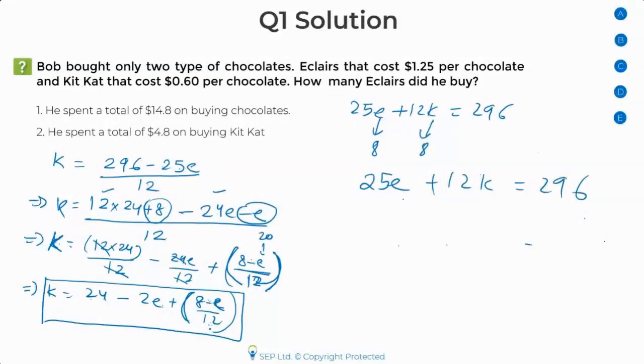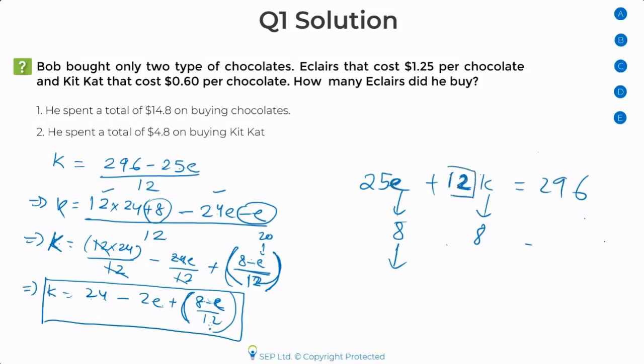The moment you get 8 and 8, and you want to find out if there's any other value possible or not, what you can do is this. If you want to find the other value of E, you look at the coefficient of K. What is the coefficient of K? K is 12. So you can increase this by 12 and get 20. And if you want to find the other value of K, you look at the coefficient of the opposite variable, which is 25, just subtract 25 from it, and you'll get minus 17.